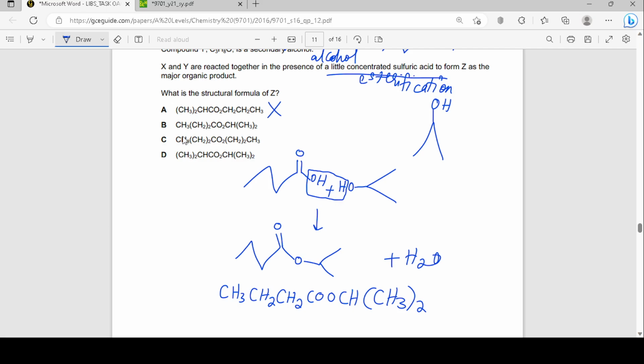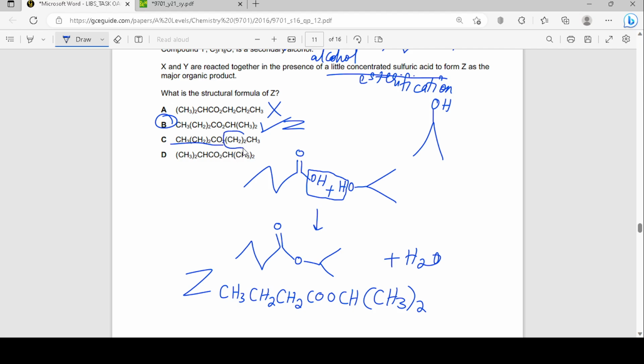And the second one, which is CH3, CH2, CH2, COO. Okay, that's right till now. And then CH, CH3. That exactly matches with what I got. So I would say that B is basically Z. Option B is Z. Let's check the other one. This one is again wrong, but this one is right actually. CH3, CH2, CH2 twice, COO, and then this is a problem, right?